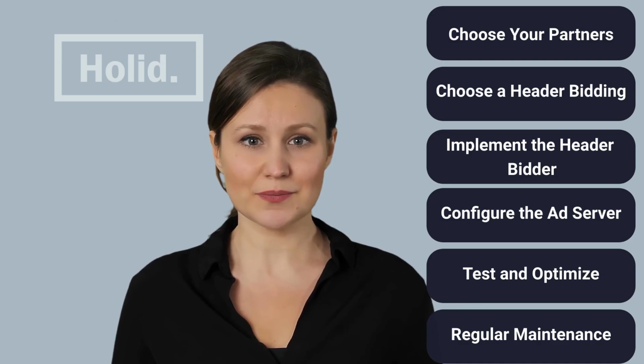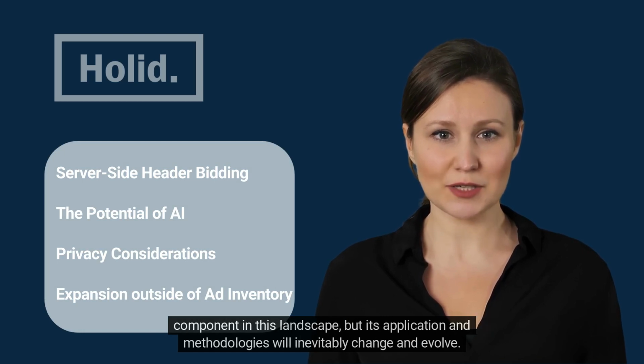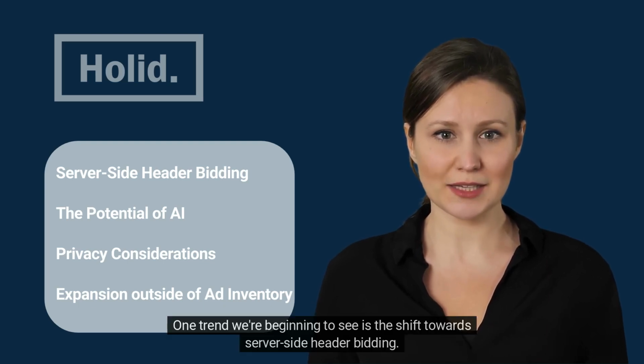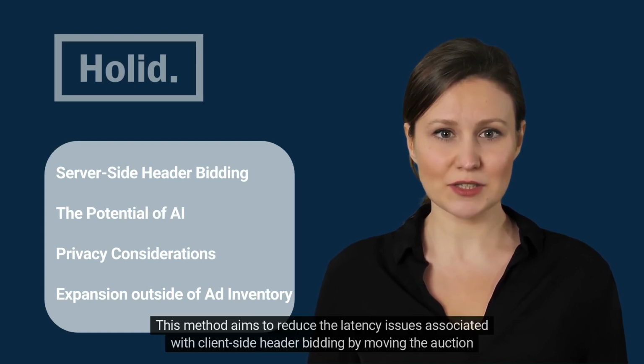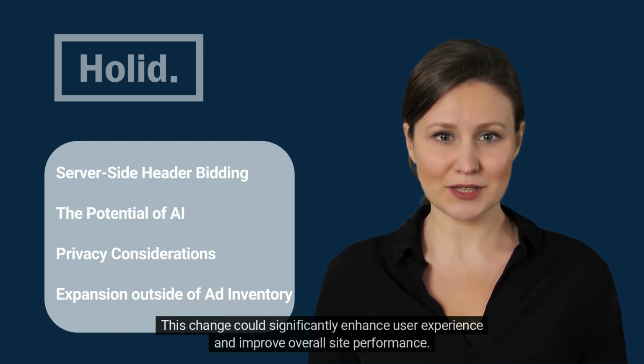As we continue to witness the evolution of programmatic advertising, header bidding will likely remain a key component in this landscape, but its application and methodologies will inevitably change and evolve. One trend we're beginning to see is the shift towards server-side header bidding. This method aims to reduce the latency issues associated with client-side header bidding by moving the auction process from the user's browser to the server side. This change could significantly enhance user experience and improve overall site performance.